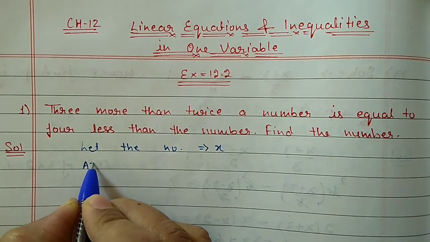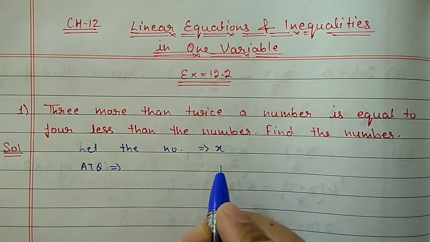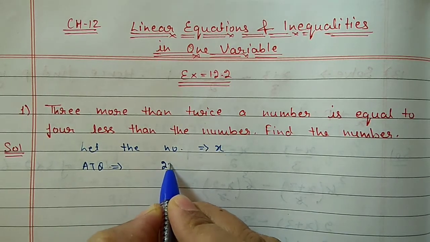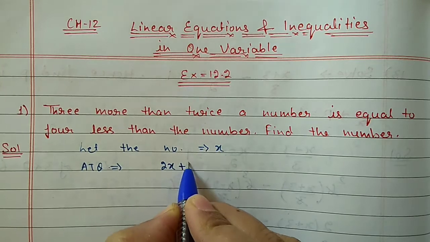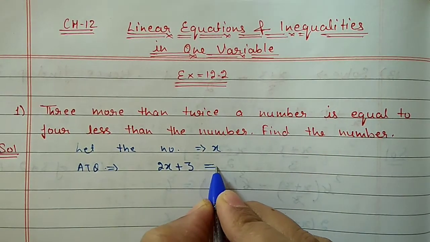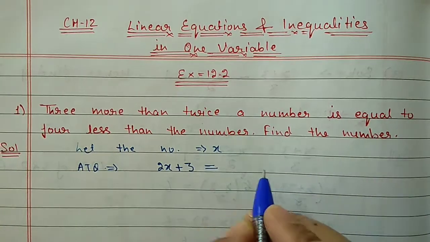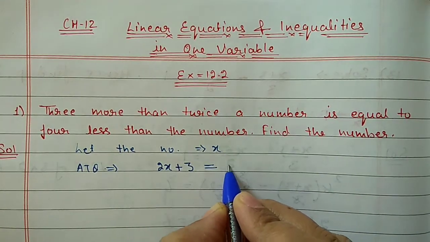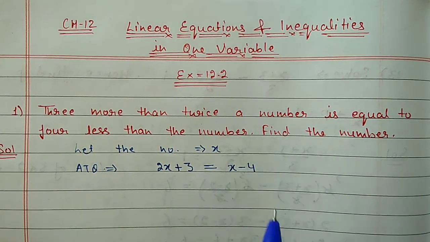Now according to the question, 3 more than twice a number. Twice a number means 2x, 2 times the number. 3 more means we have to add 3, is equal to. Is equal to means we will put the equal to symbol. 4 less than the number. Less than the number means from x we have to subtract 4. 4 less than the number.